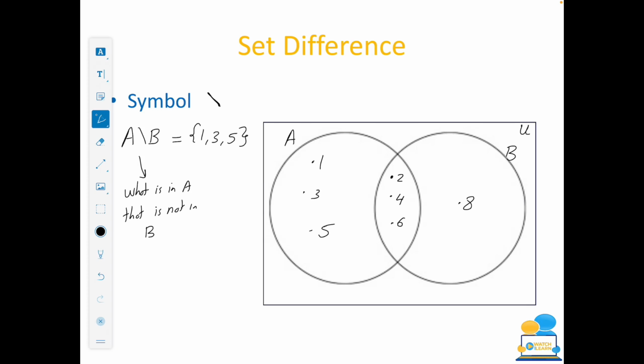Okay, you could also have the opposite, B less A. So what's in B that's not in A? Our answer would be 8.